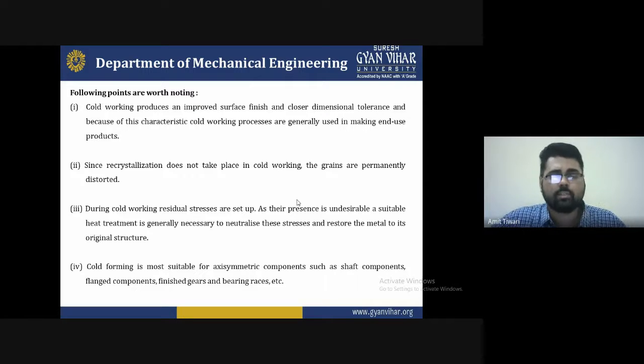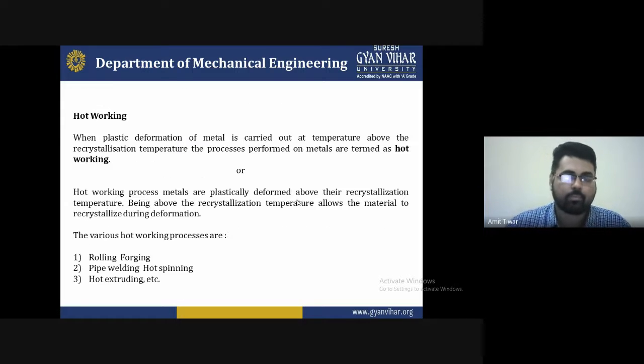So there are some advantages we find with cold working, some good points related to it. Fourth, cold work forming is most suitable for symmetric components such as shaft components, flat components, finished gears, and bearing races. These components are fabricated by cold working processes, and with its help you can fabricate the other items discussed in the slide.